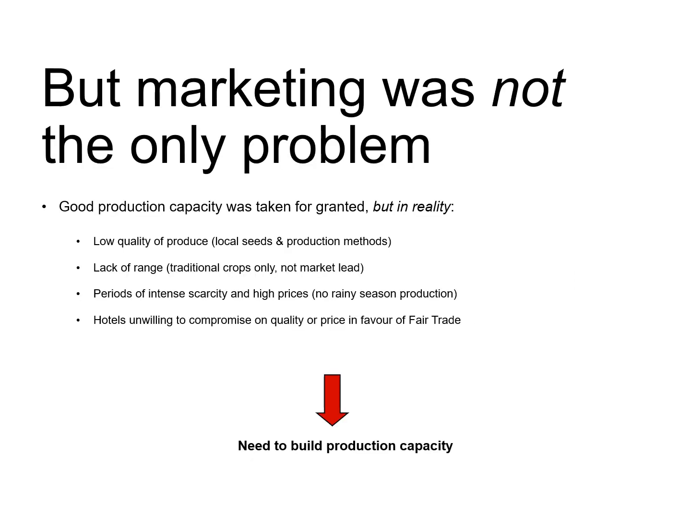They realized very quickly that marketing was not the only problem in selling fruit and vegetables into the hotels. A big part of the problem was production capacity, in terms of the quality, the range, the fact that there were periods of intense scarcity and high prices, and other periods when there was very little demand from the hotels because of the seasonality of tourists, and the hotels were unwilling to compromise on quality or price in favour of fair trade. In other words, it needed to be done on business lines. The farmers needed to be producing at a price which could compete with the import of fruit and vegetables from Senegal.